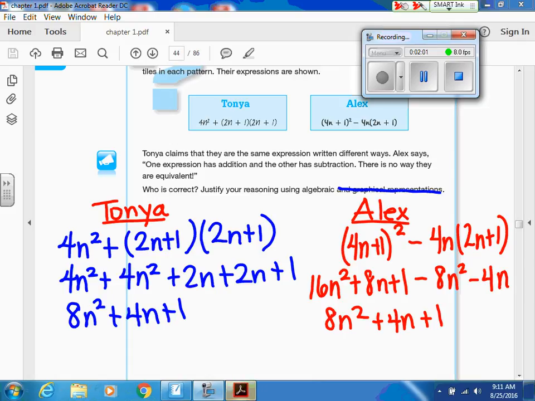Are they the same? Yeah. Right here? Remember, that's addition. That's 4n plus 1 times itself. You don't distribute that square, you multiply it times itself.